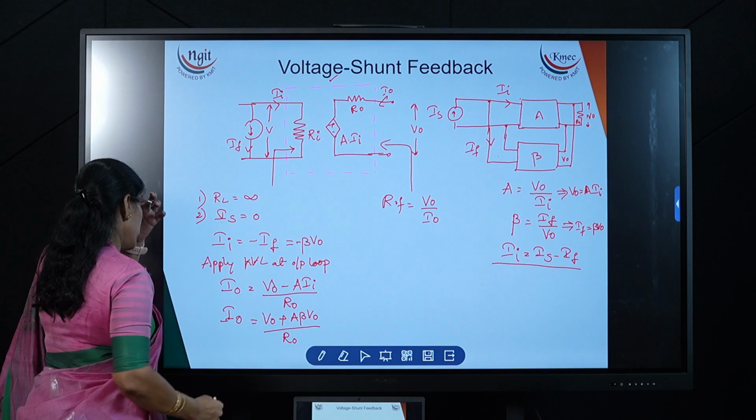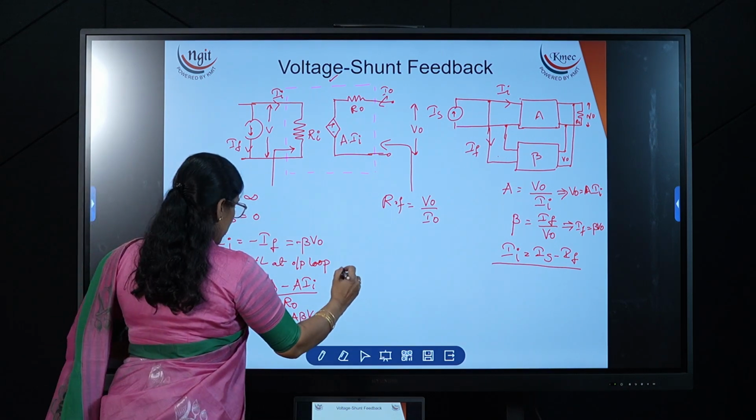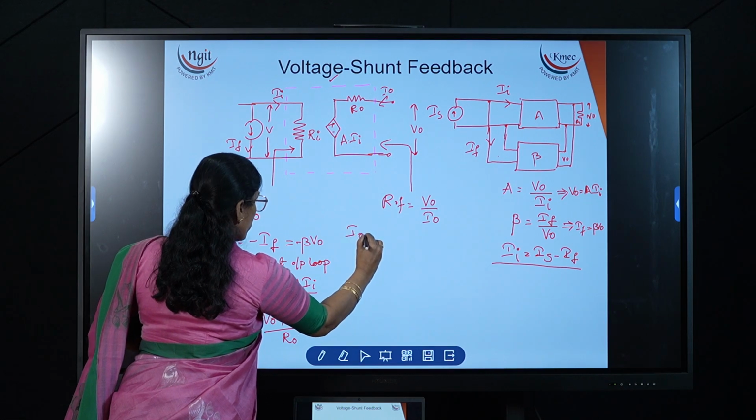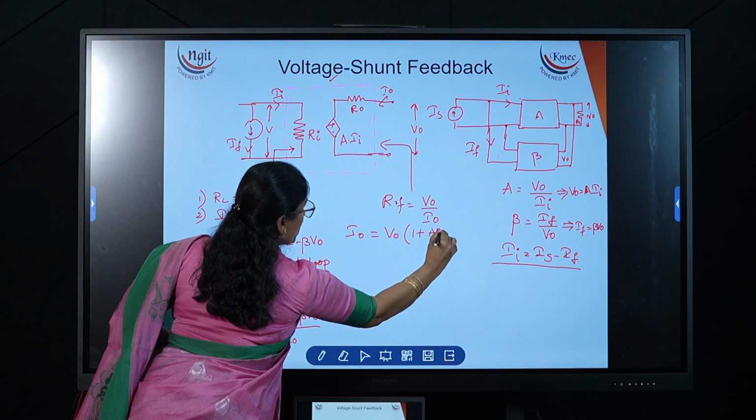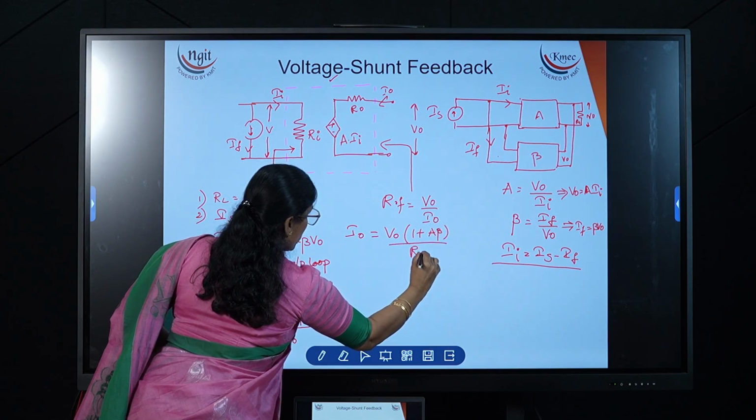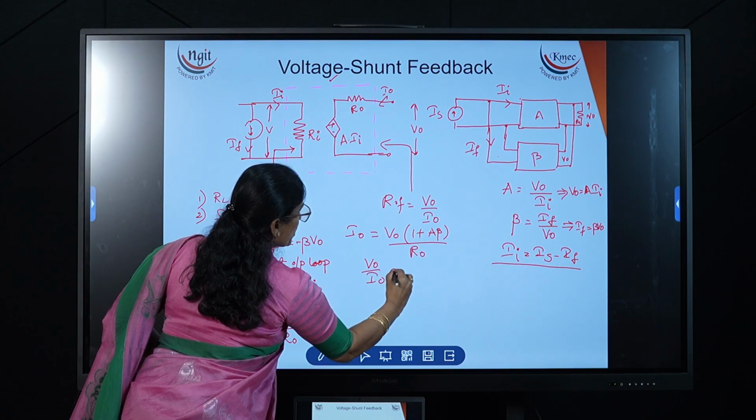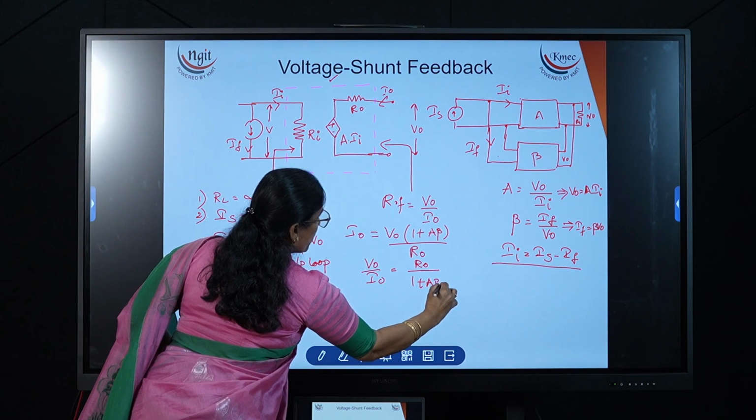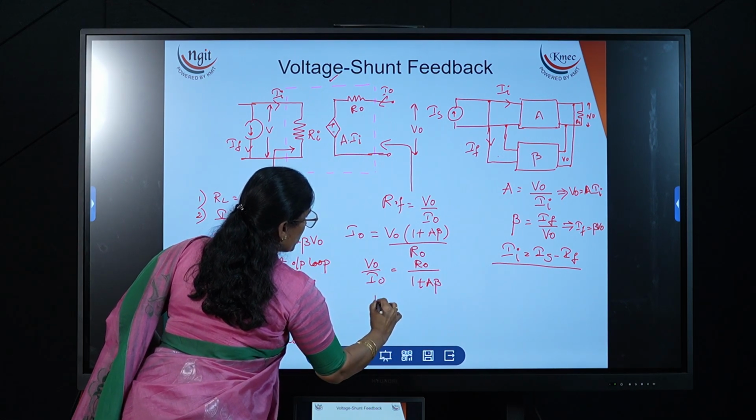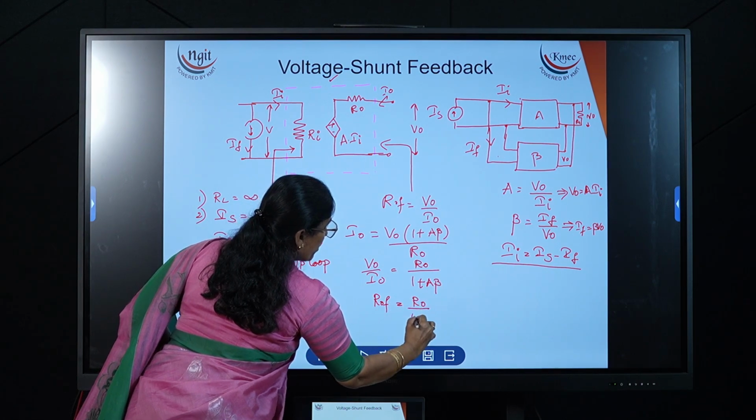Now take V0 out and write the expression V0 divided by I0. I0 is equal to V0, I am taking out, 1 plus A beta divided by R0. So V0 by I0 is equal to R0 divided by 1 plus A beta. Now this V0 by I0 is nothing but R0F. R0F is equal to R0 divided by 1 plus A beta.